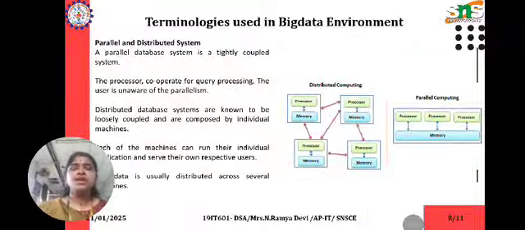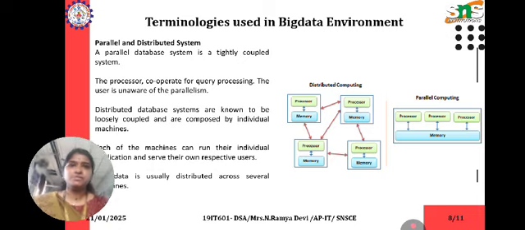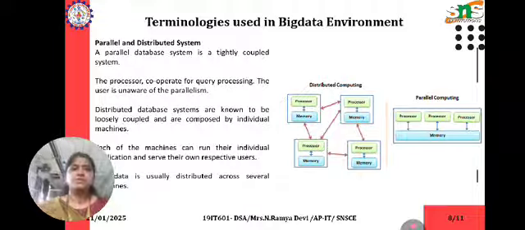Next is the parallel and distributed system. A parallel database system is a tightly coupled system. The processors cooperate for query processing. The user is unaware of the parallelism. And distributed database systems are known to be loosely coupled and are composed of individual machines. Each of the machines can run their individual application and serve their own respective users. So it is usually distributed across several machines.